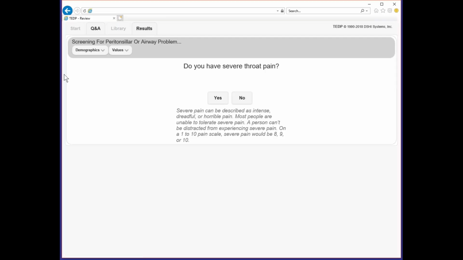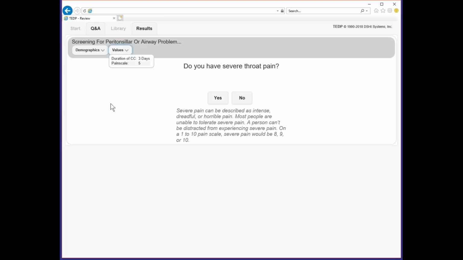Demographics. Let's move on. Demographics is very limited within TEDP. Complete demographics is available in TRM+. Limited demographics include the chief complaint selected, the gender, and the age.